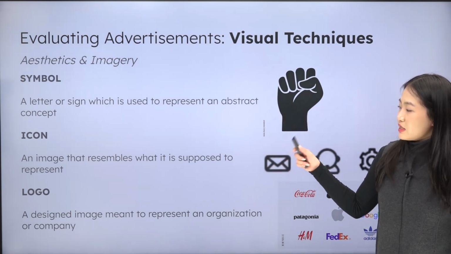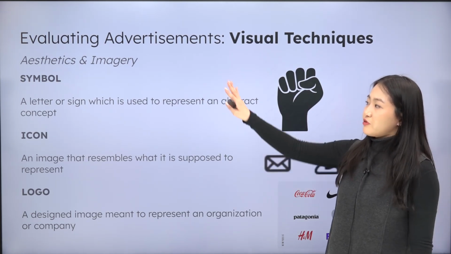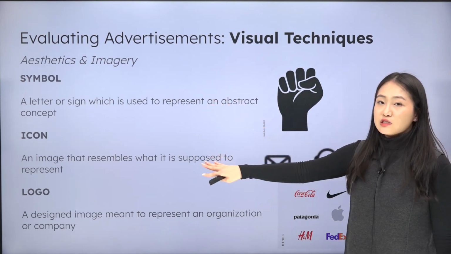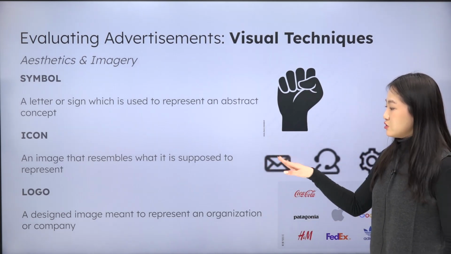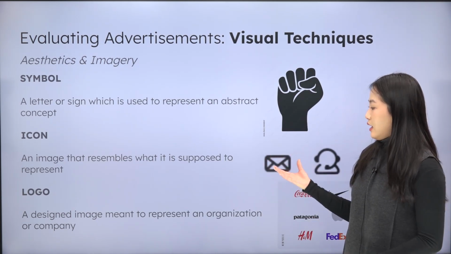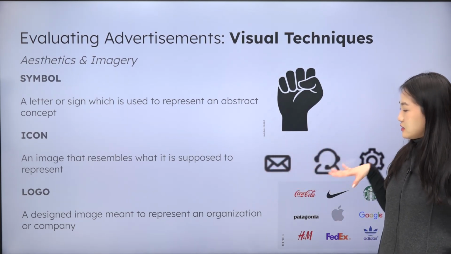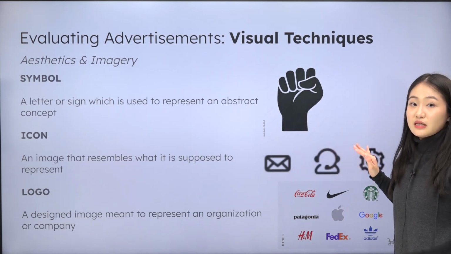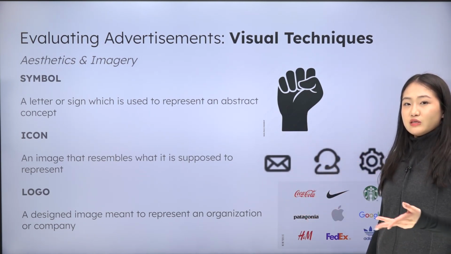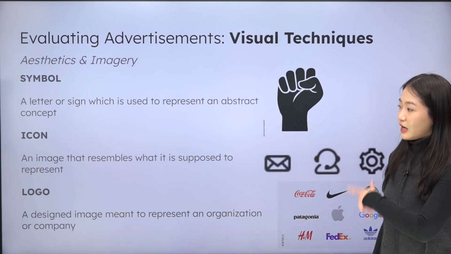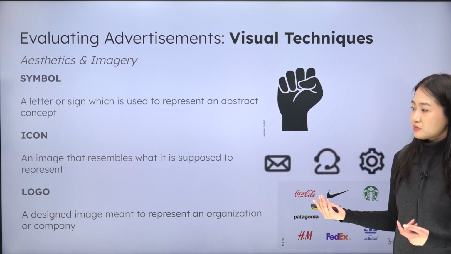An icon is an image that resembles what it is supposed to represent. So this, different from a symbol, should actually represent the image that it is showing. For example, this envelope should be referring to email. Used a lot in your desktops. And this is a call center. This is usually representing a setting. The definition of what it stands for is very two-dimensional. It refers to exactly what it shows, and there is no symbolic meaning behind it.